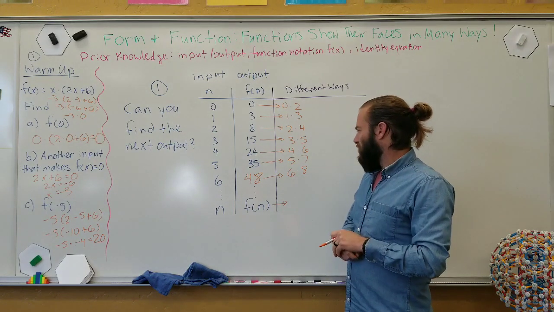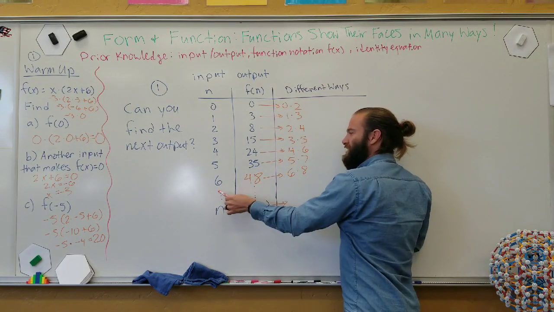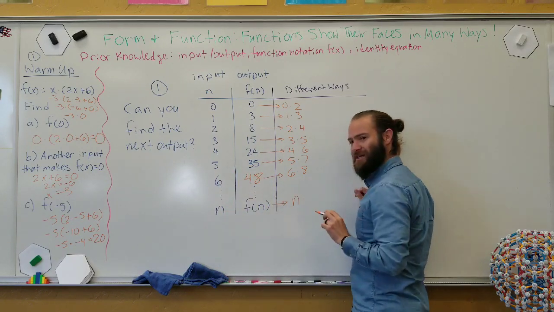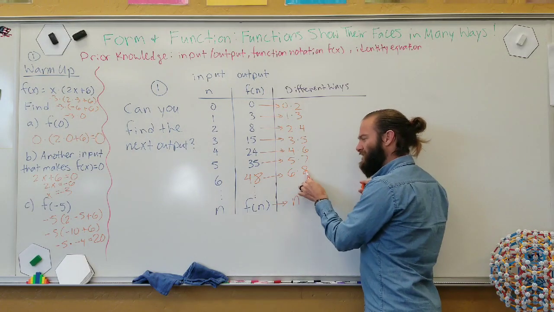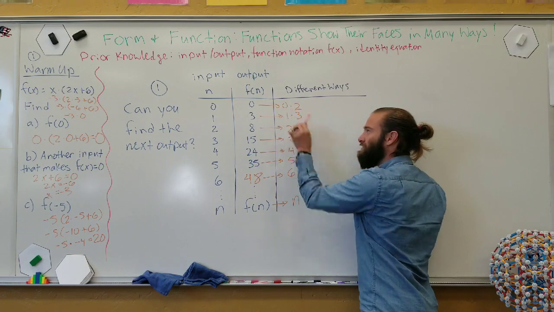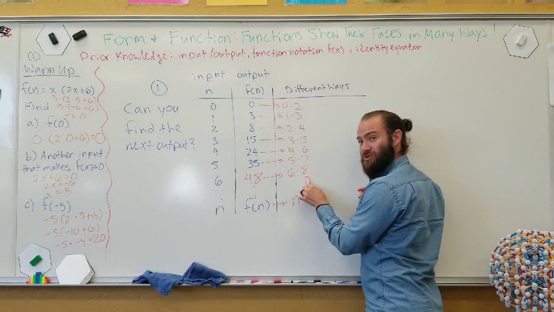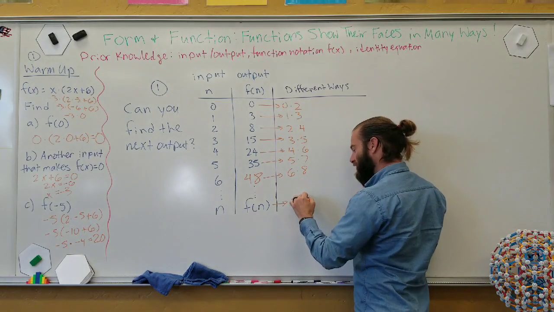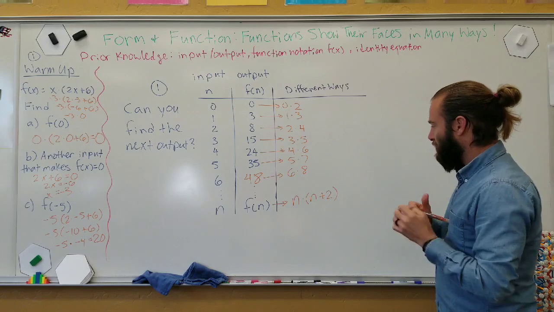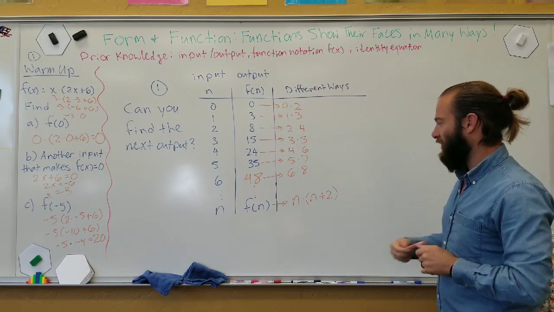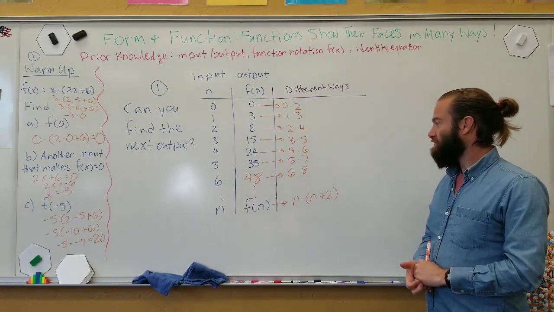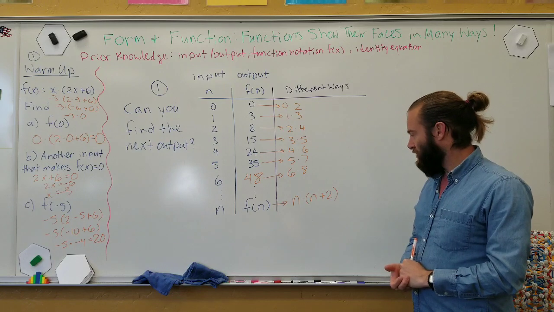Yeah. So it seems like this left number is exactly the same as the input. So if my input's n, it seems like I should have n times something, right? Well, how does this second number relate to the first number in every single case? If you look really carefully, the second number is always 2 more than the first one. So it seems like we're building a formula for this function. F of n is n times n plus 2. That's really cool, huh?